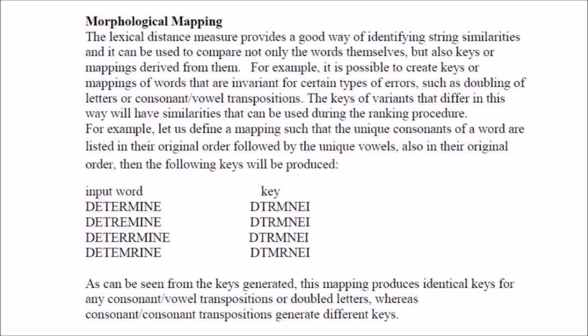Morphological mapping provides another way of identifying string similarities. It is possible to create keys or mapping of words that are invariant for some errors, such as doubling of letters or consonant-vowel transpositions. The keys are constructed by listing the unique consonants of a word in their original order, followed by the unique vowels also in their original order. These keys, when sorted, produce clusters of words that are very similar.